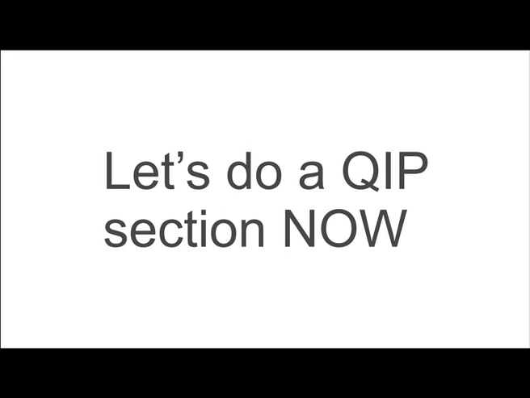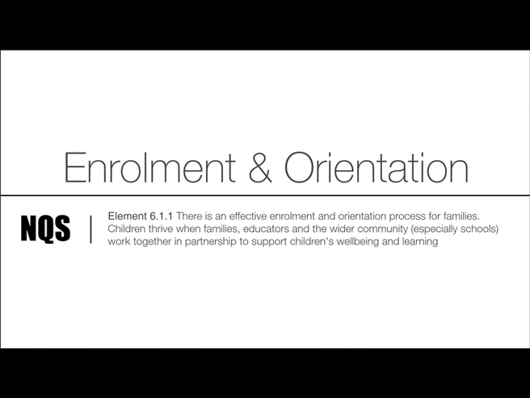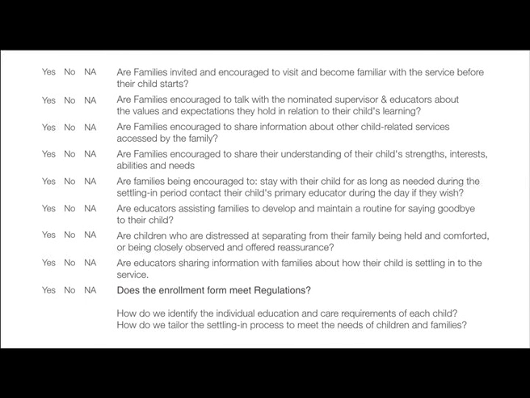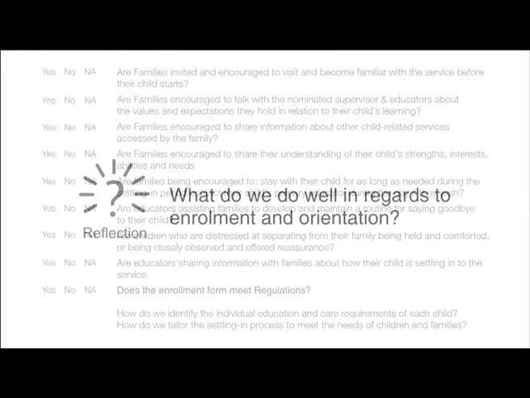Let's do a QIP section now. Under this file, there's a form that you can download. Let's open it and have a look. It's element 6.1.1, an effective enrolment procedure and process. Just stop this at the moment and fill out this questionnaire that's been built from the QIP.